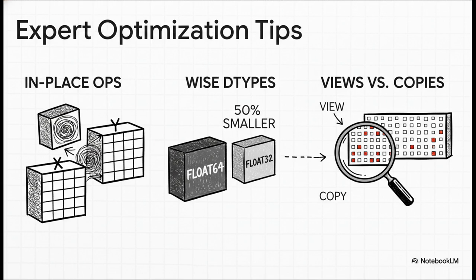And finally, you have to understand the difference between a view and a copy. Slicing a NumPy array usually gives you a view, which is like a window into the original data. It's efficient, but be careful. If you change the view, you change the original array. If you need a totally independent array, you have to explicitly call .copy().